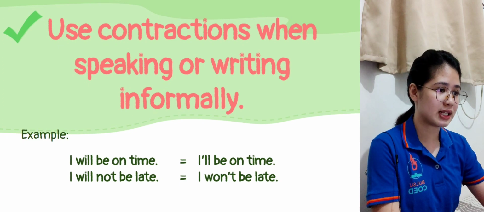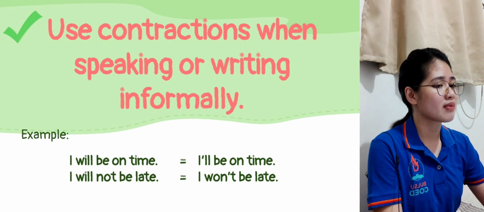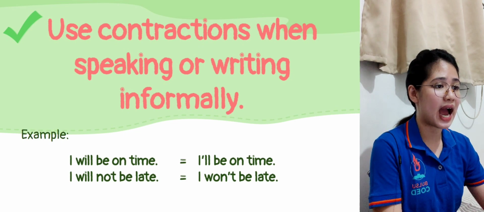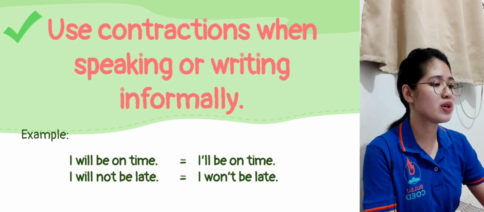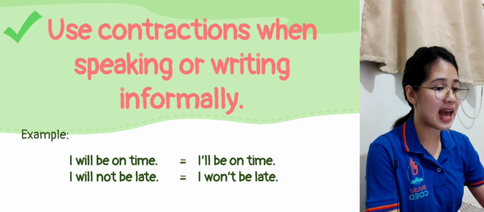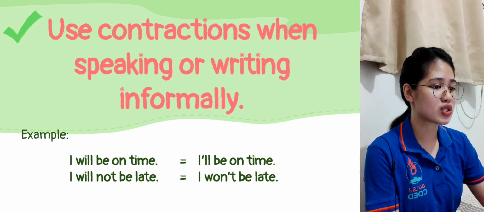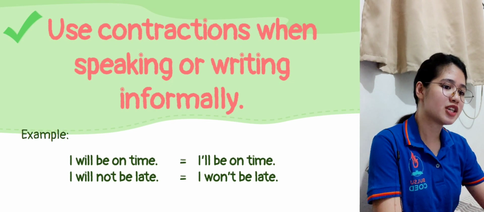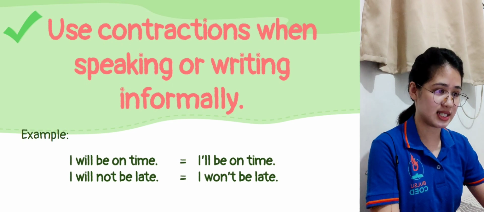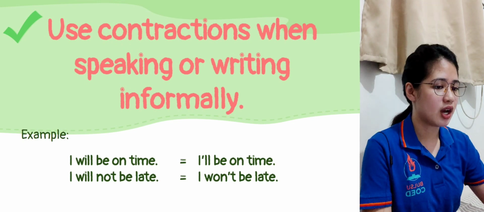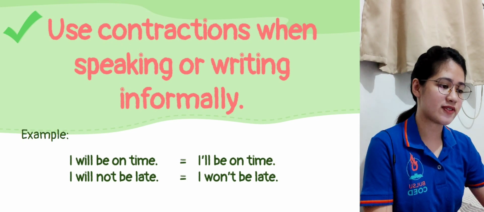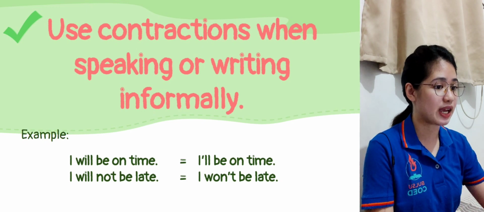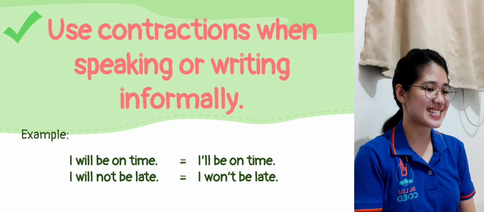For example, instead of saying, I will be on time, you can say, I'll be on time. We contracted the words I and will, which becomes the contracted form I'll. I'll be on time, you'll be on time, we'll be on time, and so on. We can apply this rule with the negative sentence. Instead of saying I will not, you can say I won't. Is that clear, class?